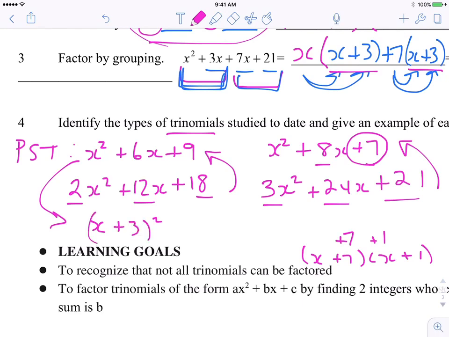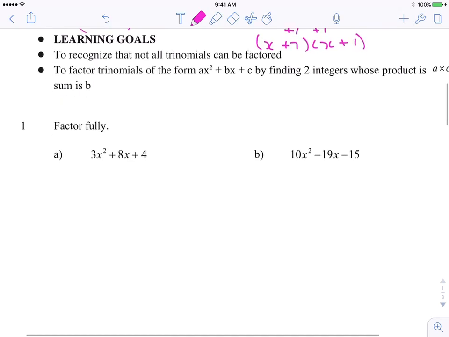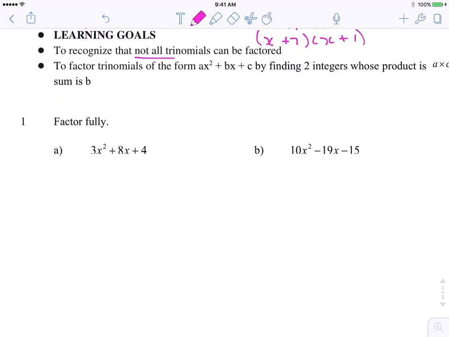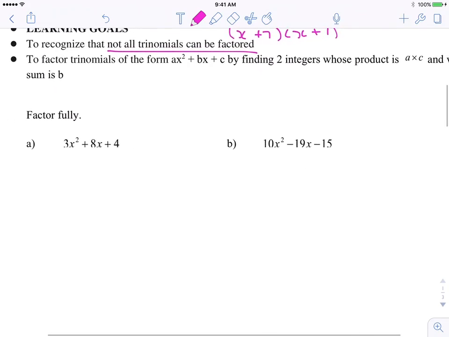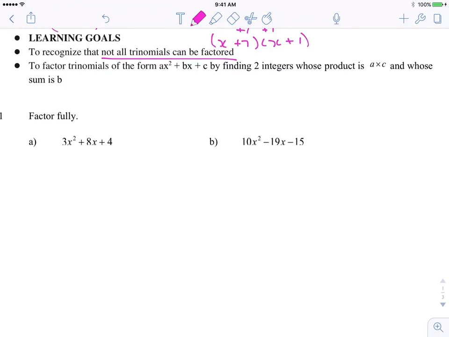I know I didn't ask you to show the factored versions, but that's just a recap of what we learned today. The learning goal here is to recognize that not all trinomials can be factored. You remember in some of the seat work that the questions asked you to factor if possible. So today we're going to look at one option when it appears that it's not factorable, how we can still find another way to factor.